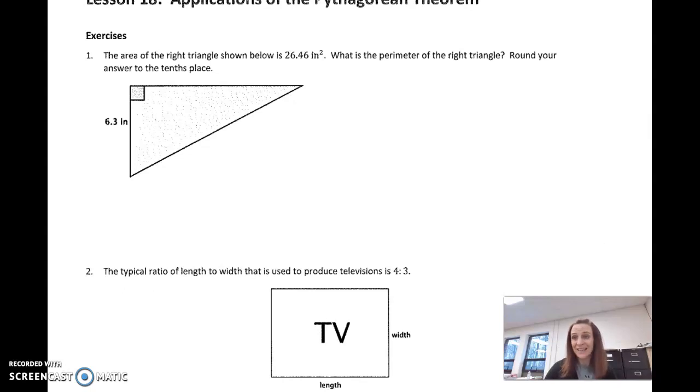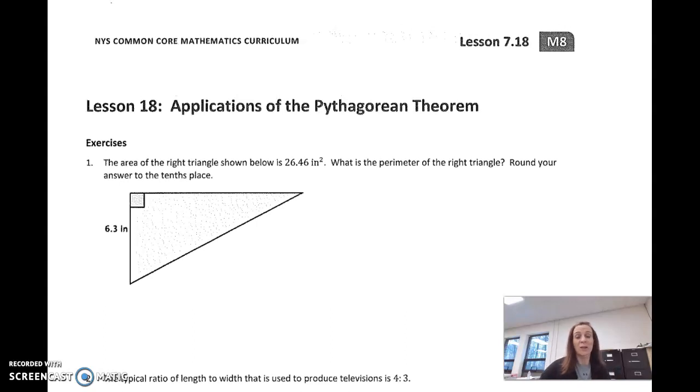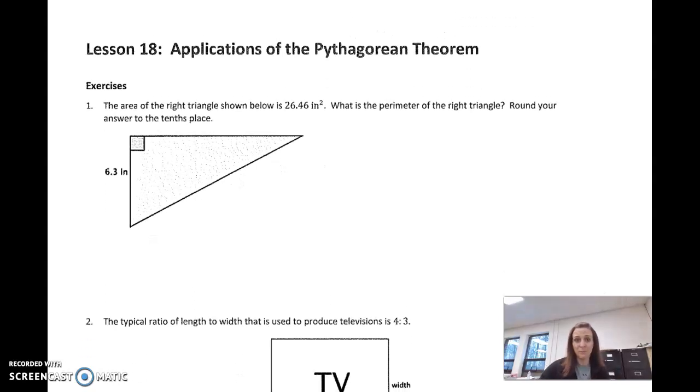Lesson 18 in Module 7 is on applications of the Pythagorean Theorem. So how are we going to use the Pythagorean Theorem in real life? We're going to be pulling in some other things that we've been practicing, but if we're missing a side length to a right triangle, or if we're looking to see if something's a right triangle, we can always use our Pythagorean Theorem.